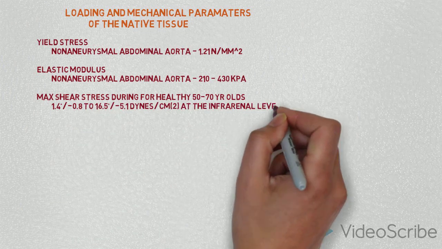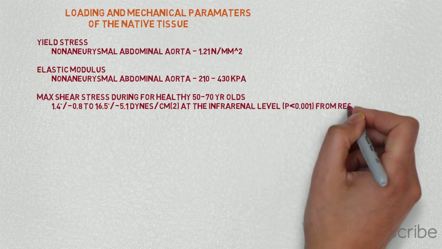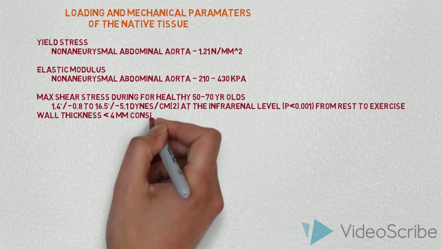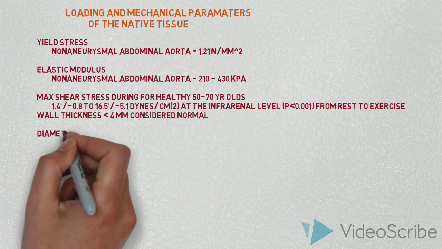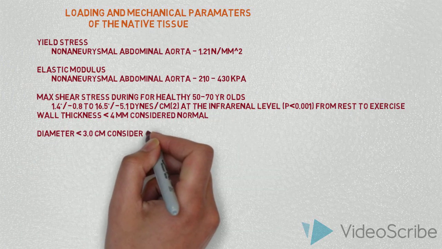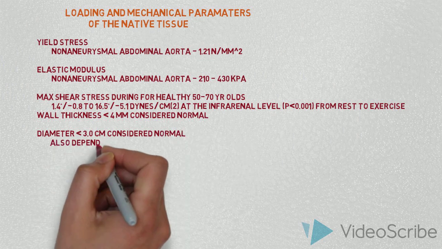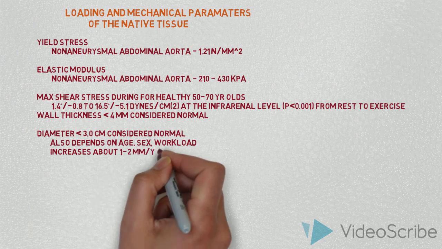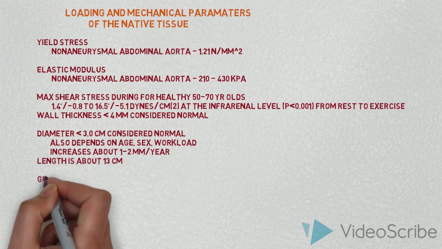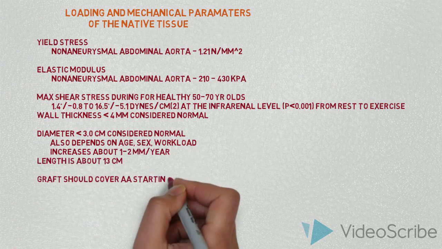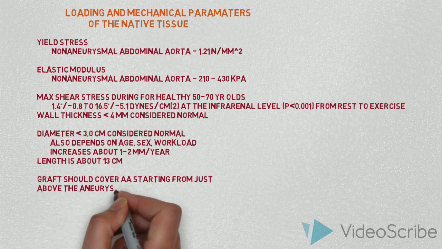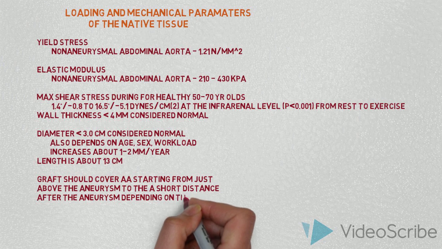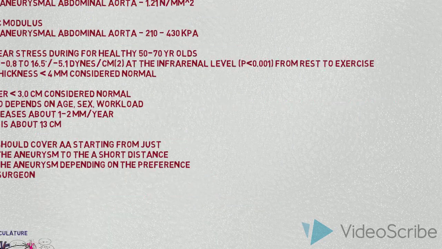The normal wall thickness of a healthy patient should be less than 4 millimeters thick. The diameter is considered normal if it's less than 3 centimeters thick, but it also depends on age, sex, and physical workload, and it increases at about 1 to 2 millimeters per year. The length of the abdominal aorta is about 13 centimeters, and the graft should cover the abdominal aorta starting from just above the aneurysm to a short distance after the aneurysm, depending on the preference of the surgeon.